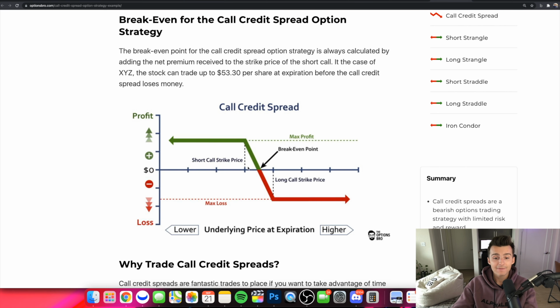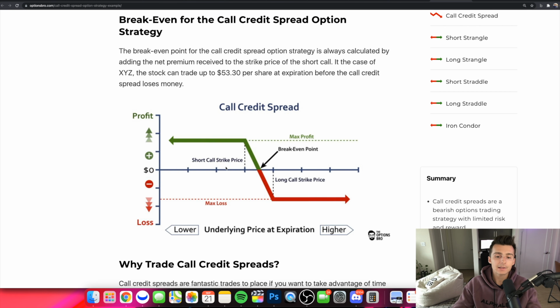So let's say, for example, right here, we sold this and we got a $1 credit back in the account, which is equal to $100 in option world per one contract, right? So let's say we sold one contract, bought one contract. We're going to get $100. The stock ends up expiring below where this was setting up, and we end up keeping that $100 and we move on with our day, and it is what it is.